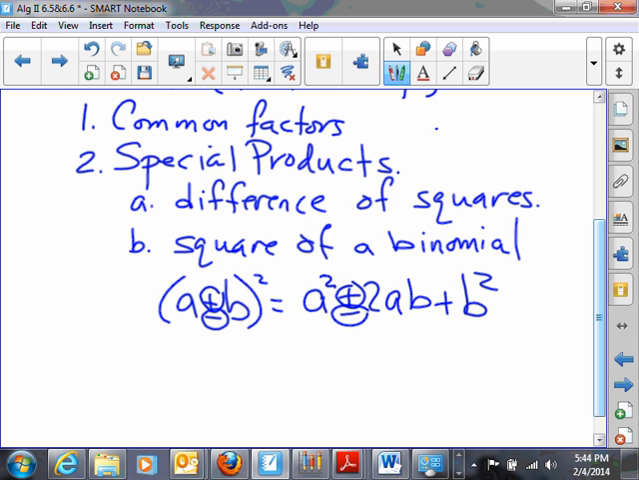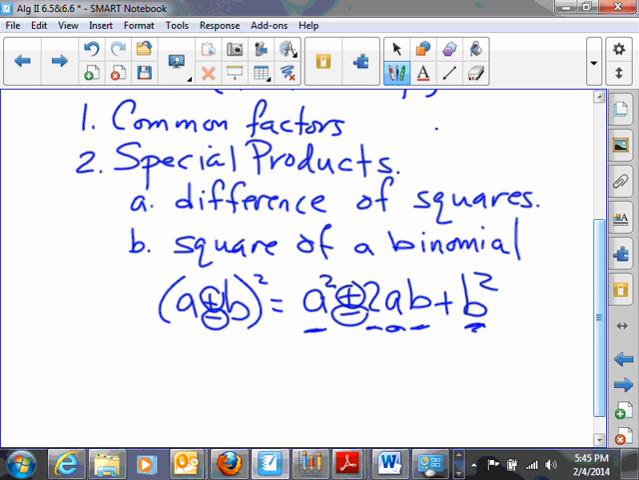Now, what I recommend that you do is you memorize this pattern and think of it in this way. A is the first term in the binomial, B is the second term in the binomial. So when you're squaring the binomial, you get the first term squared plus 2 times the first term times the second term plus the second term squared.